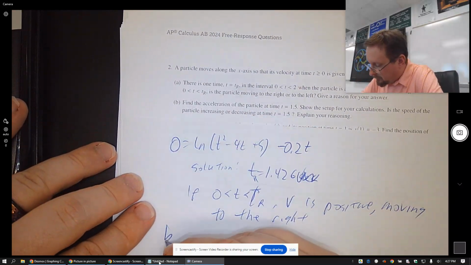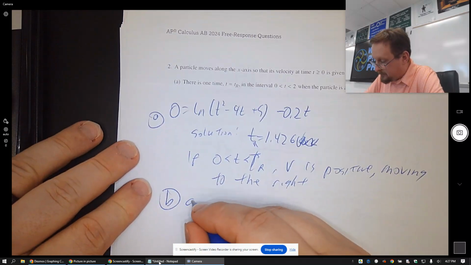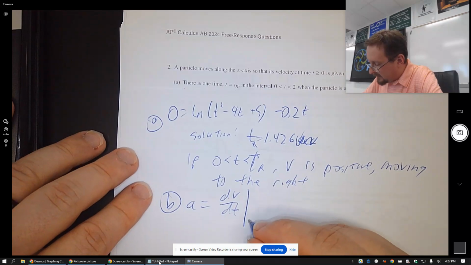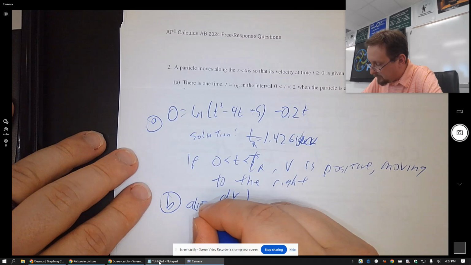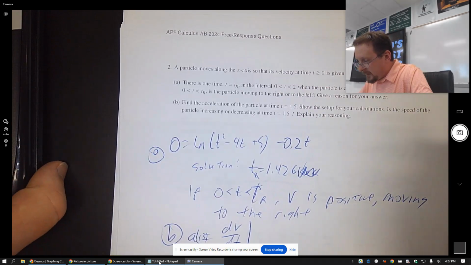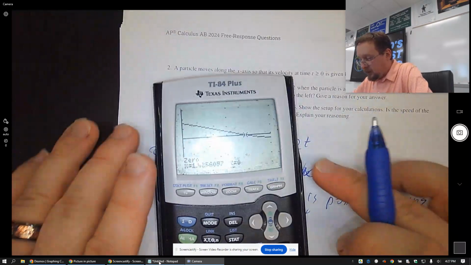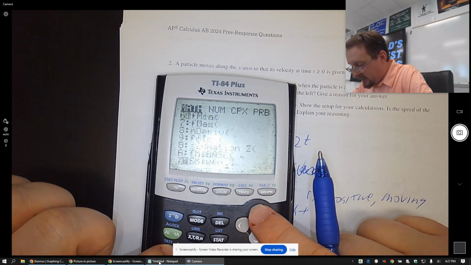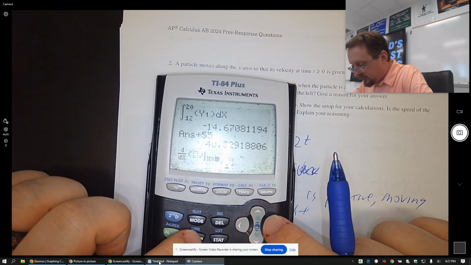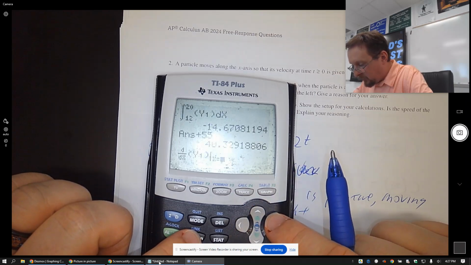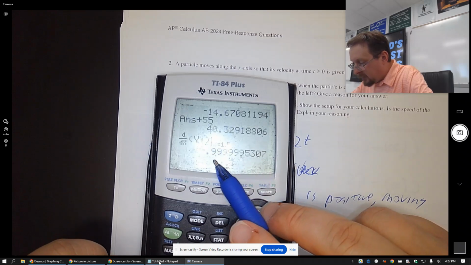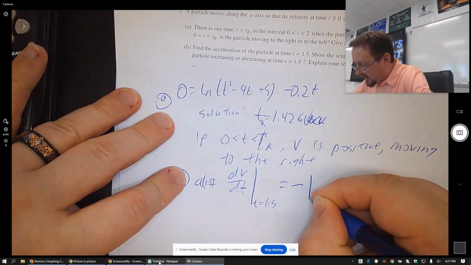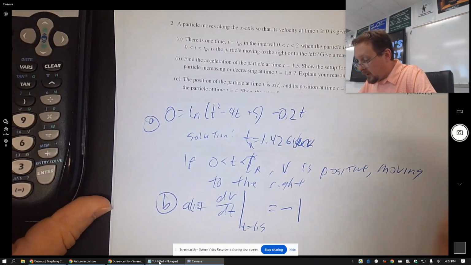Okay, find the acceleration of the particle. So for part B, the acceleration is d velocity d time, and we're going to evaluate it at time equals 1.5 to get the acceleration at 1.5. Okay, so is the speed increasing or decreasing? Now I am going to do math, numerical derivative with respect to x of y1 at 1.5. Wow, it's almost exactly -1. So this is -1.